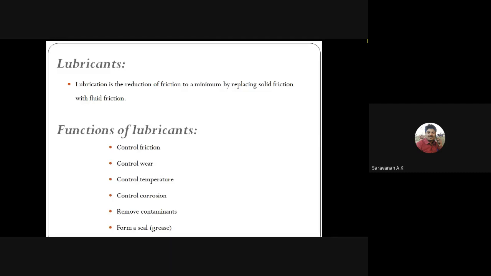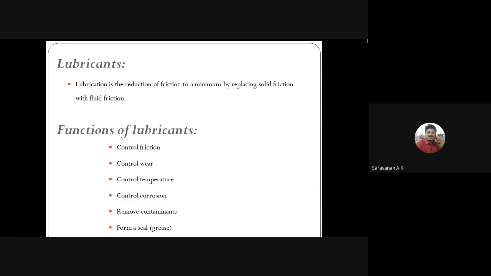Then what is the lubricant? It will reduce the friction between the mating surfaces by replacing the solid friction with fluid friction. That is called the lubricant. The lubricant or agent is introduced between the two mating surfaces in relative motion, and it will minimize the friction by replacing the solid friction with the fluid friction, right?